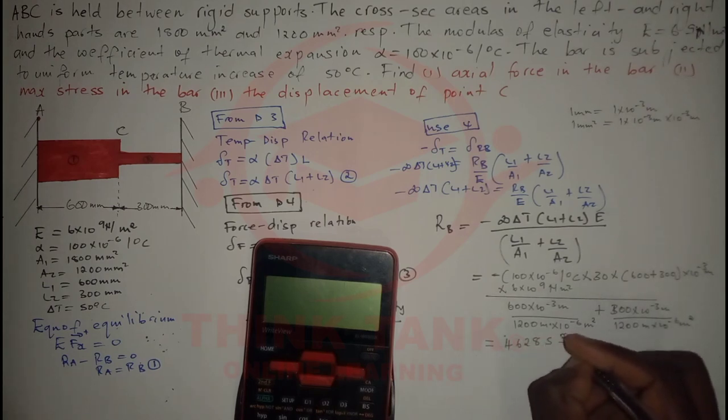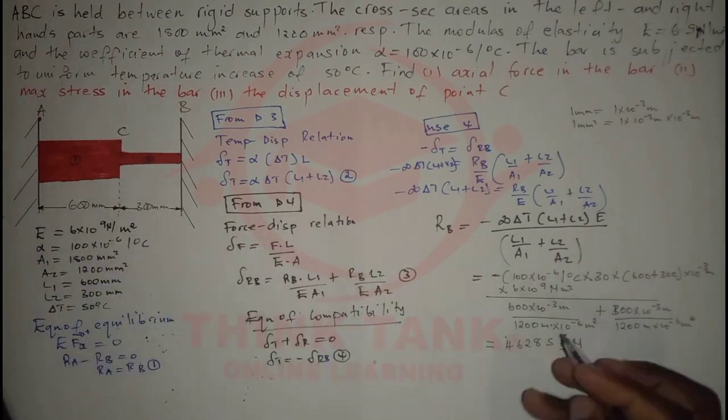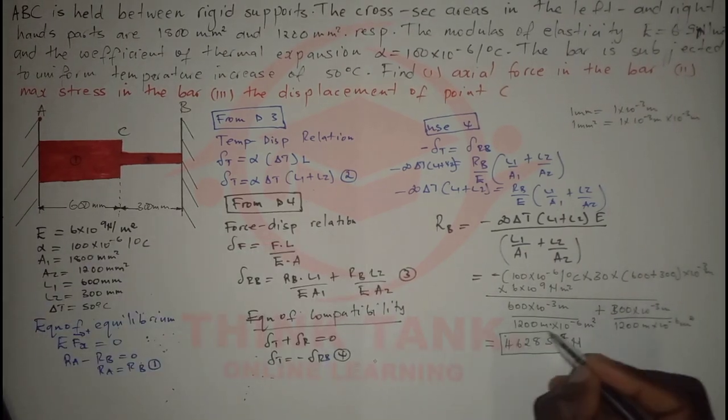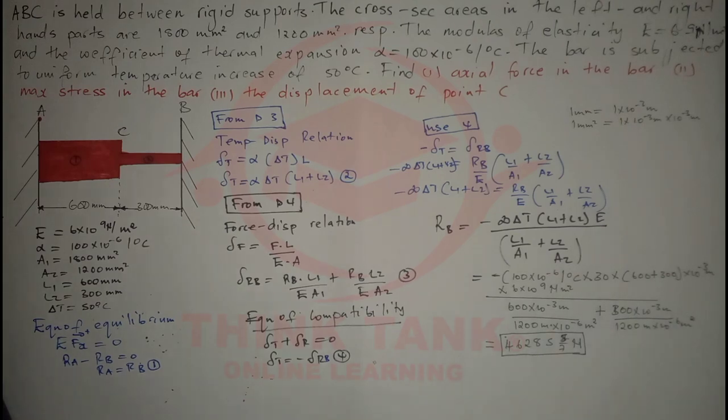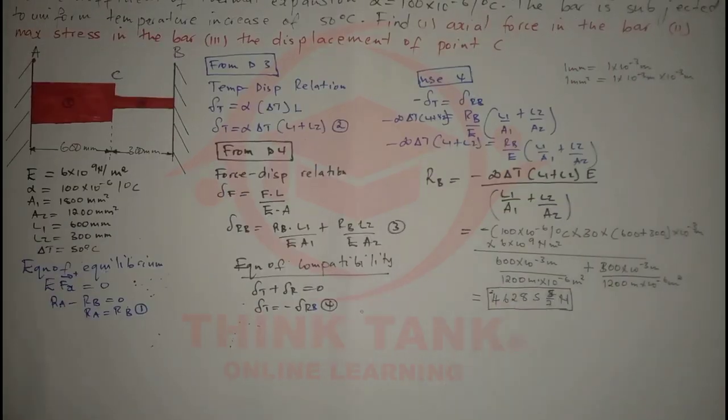We're going to get 4628575 over 7 newtons. I'm going to leave it as a fraction since I want to use it to calculate the stress and the strain. So this is RB, and we have a negative sign here. So what does the negative sign imply?